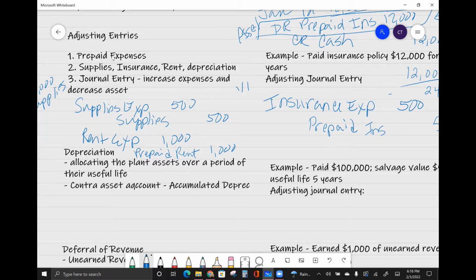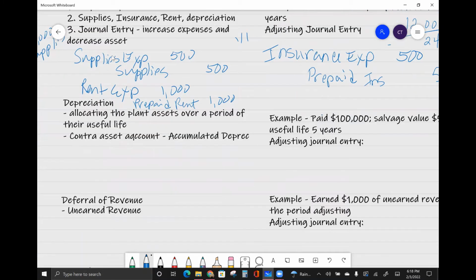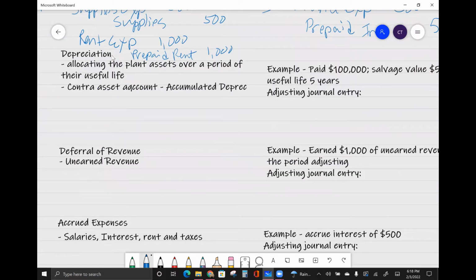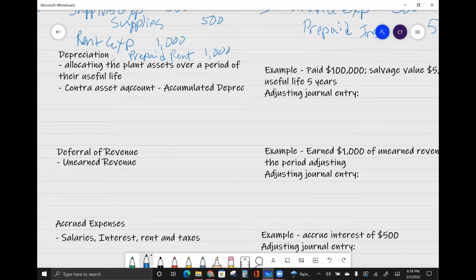Okay, so let's look at depreciation. So like I said, we're going to do straight line, which means we're just going to divide it over however many years it is. So we're going to allocate the plant assets over a period of time. So we need to know, what is the useful life? If I'm buying equipment, I'm expecting to be able to use it for some period of time. I usually have an estimate of what I think that is.